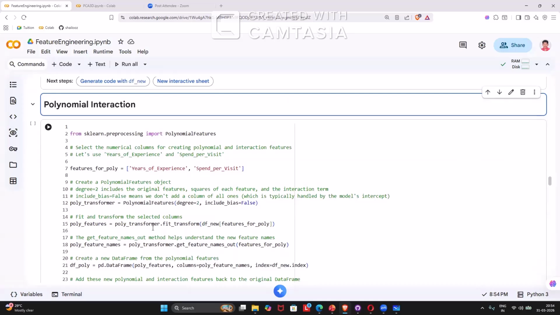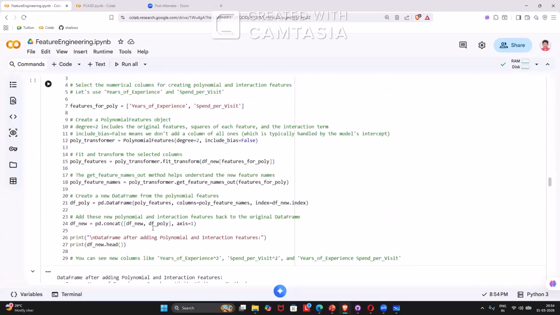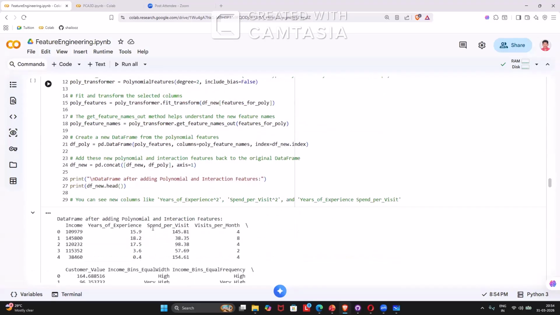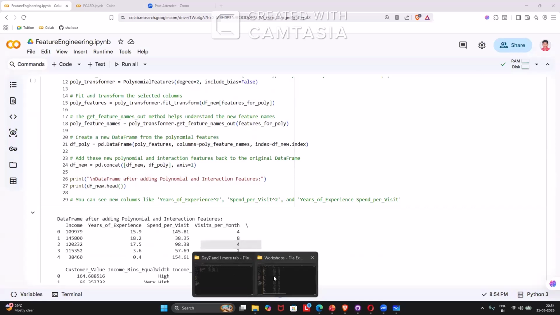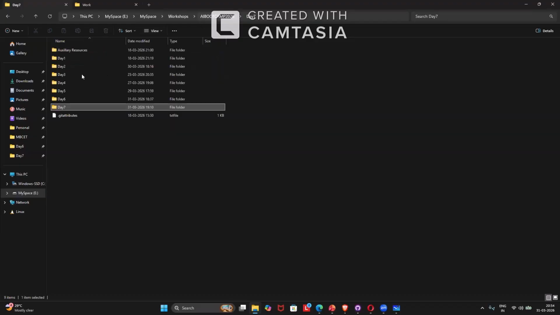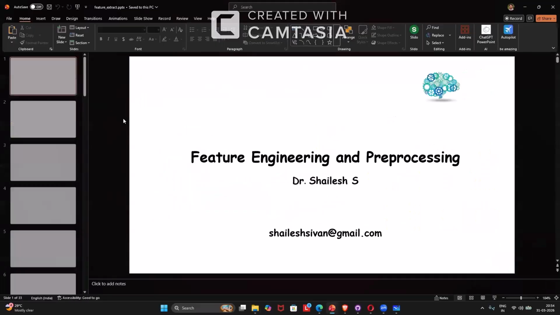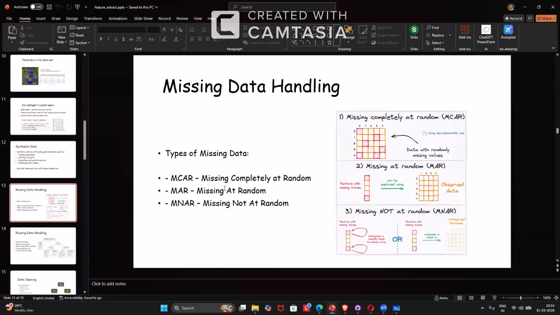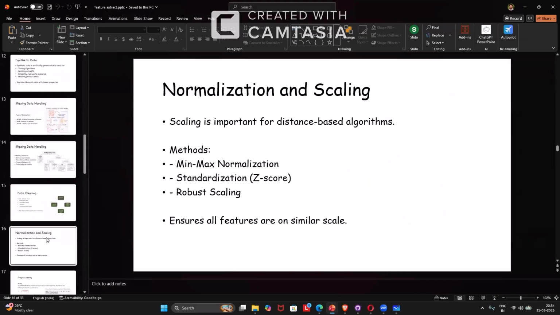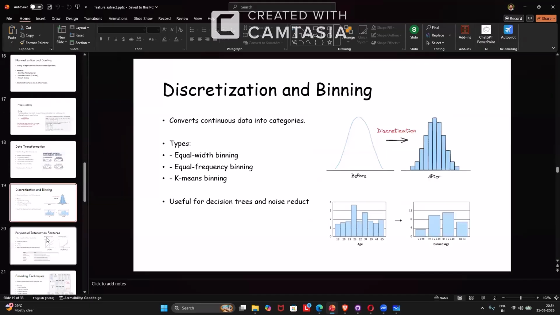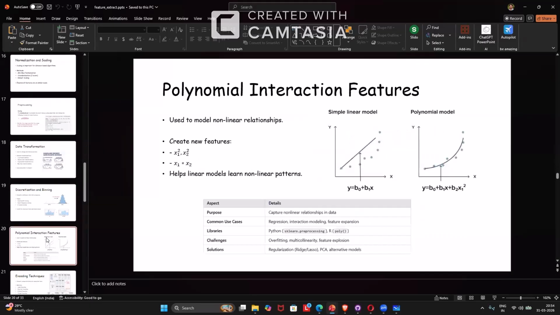Now, polynomial features and interaction features. We tried to create some data. I can show you this. The theories of all these things are there in the slides, feature extraction. Yeah, the polynomial and interaction features.